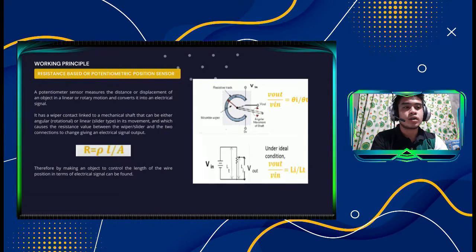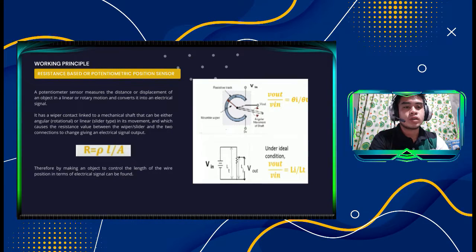So we know that the resistance is equal to rho times L over A, wherein rho is the resistivity, L is the length of the wire, and A is the area. Therefore, the resistance is directly proportional to the length. So whenever a body moves, the wiper moves across the resistance, giving an output voltage which will be proportional to the position of the wiper on the resistive track, and hence the value of the resistance.